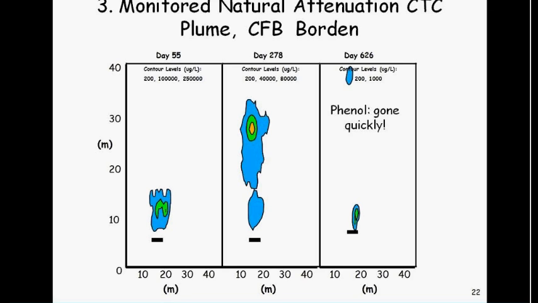Let's look at even a more interesting case, phenol. So it started to grow, grew, and again was gone quickly. By day 600, just 1 or 2 sampling points had it, and a few here. So phenol is the most mobile chemical, but it appears to disappear very quickly.